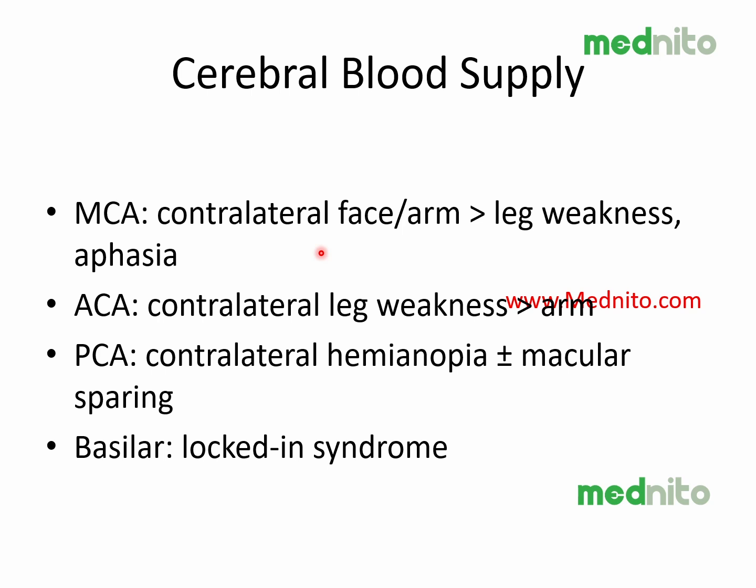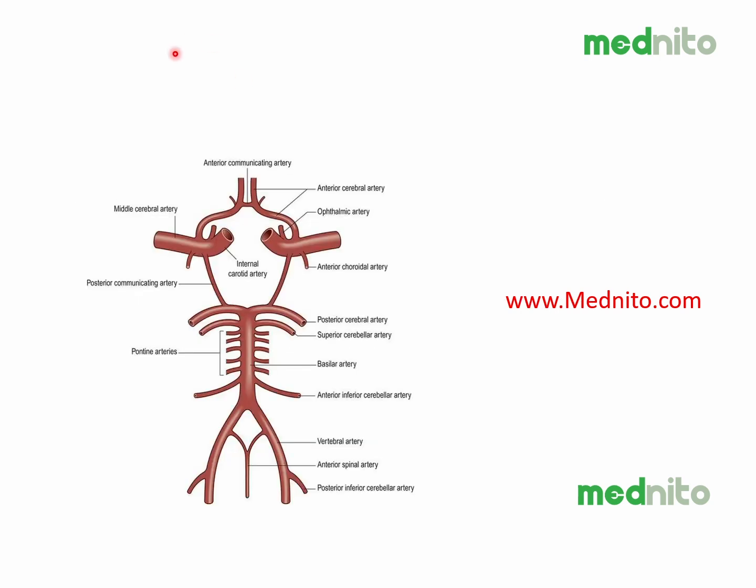It is called locked-in syndrome, where your hands and legs are locked but your eyes are intact. The eye movements are intact. This is called locked-in syndrome and it is usually because of a lesion or occlusion at the basilar artery. This is one thing the examiner can ask you. You can see that there is the anterior communicating artery.